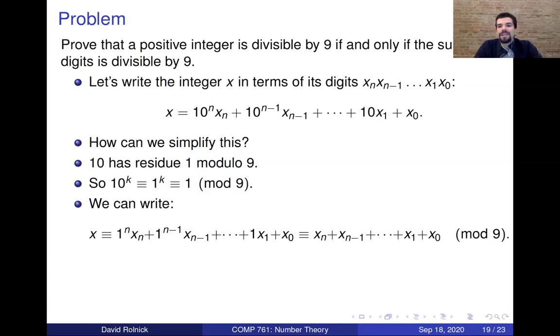Question, where does 10 to the k equals 1 to the k come from? So 10 is equal to 1 modulo 9, which means any power of 10 is equal to the same power of 1 modulo 9. And 1 to the k is just equal to 1. And so we're substituting that in, where we have powers of 10, we can turn them into powers of 1 modulo 9. This is just a really fast way to prove this divisibility result.